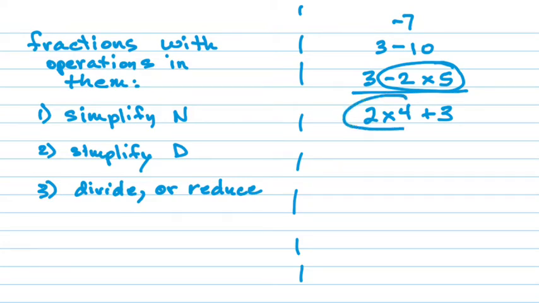Multiplication. So 2 times 4 is going to give me 8, and 8 plus 3 is 11. And will 7 divide evenly by 11? No. Is there any number that will divide evenly into both 7 and 11 at the same time? Nope. So my completed answer is simply negative 7 over 11.